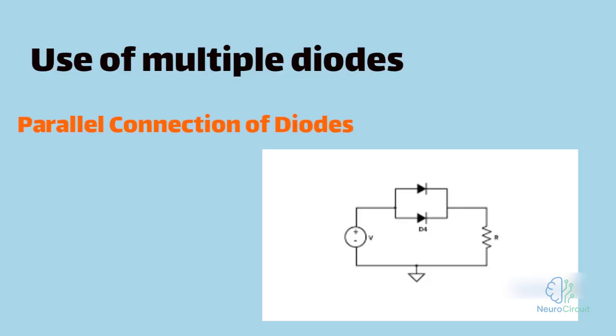Constant breakdown voltage: the total breakdown voltage of the system remains equal to the breakdown voltage of each individual diode. Imbalanced current distribution: one issue with this setup is the uneven distribution of current. Diodes usually don't have perfectly identical characteristics, and small differences can cause one diode to carry more current, which may lead to damage. To solve this problem, balancing resistors are used.